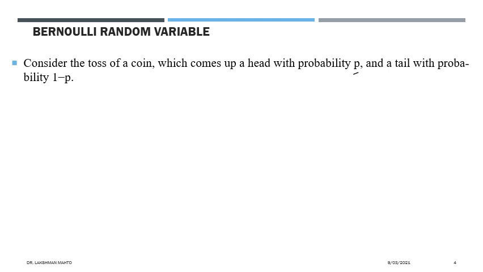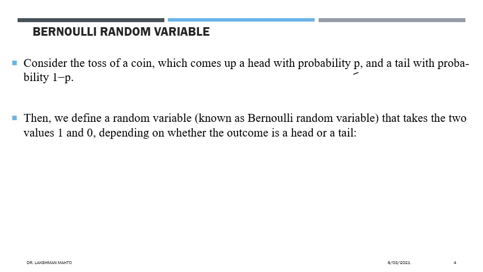That means in this single trial, a single toss of a coin, we can introduce a random variable this way: one that is counting the number of heads. Simply put, it is counting the number of heads.